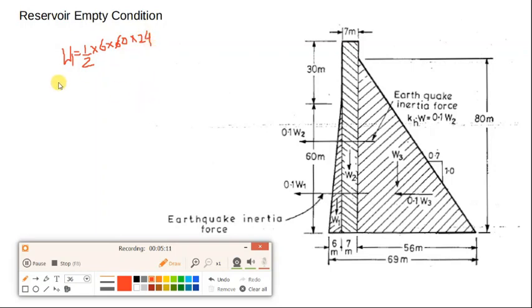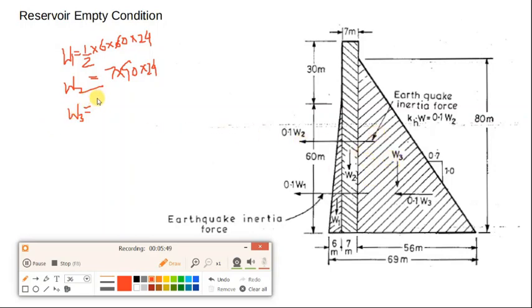How to calculate W2? W2 will be equal to 7 multiplied by height, that is 90, multiplied by 24. Okay, and W3. Please pardon me about the writing because I am not using a pen here, so the writing will be very bad. Pardon me for that.